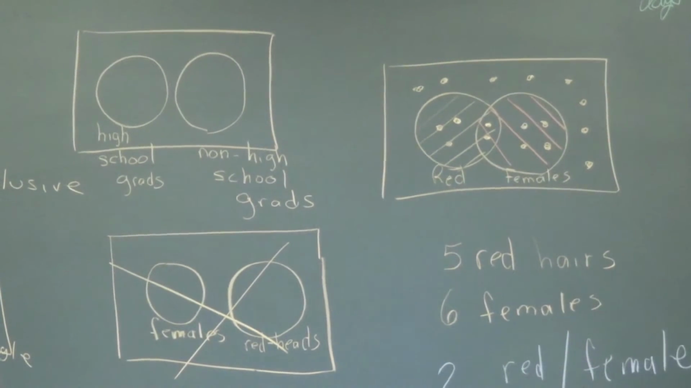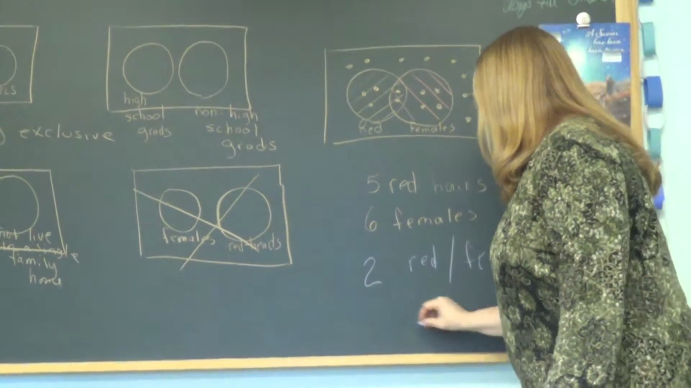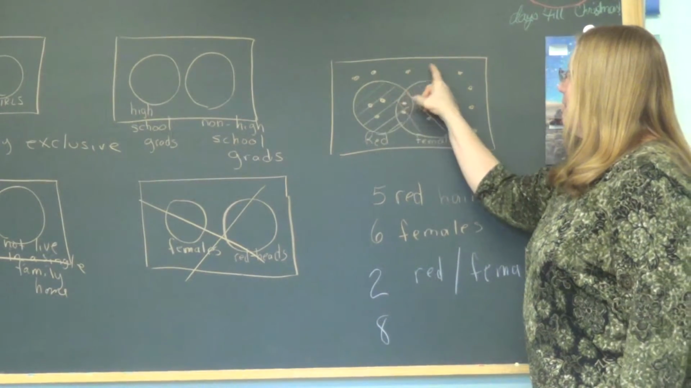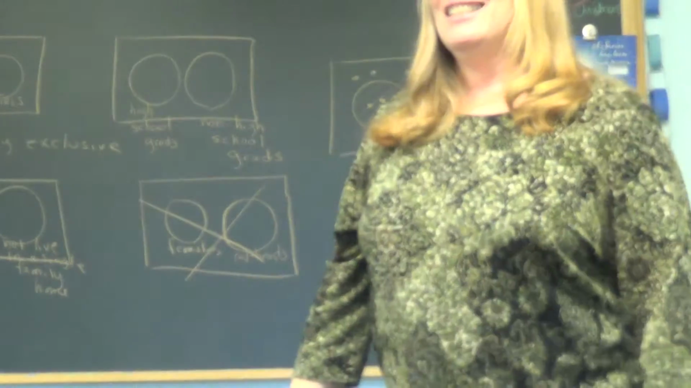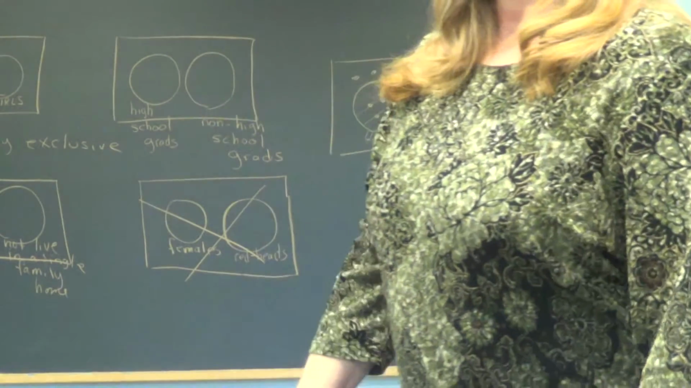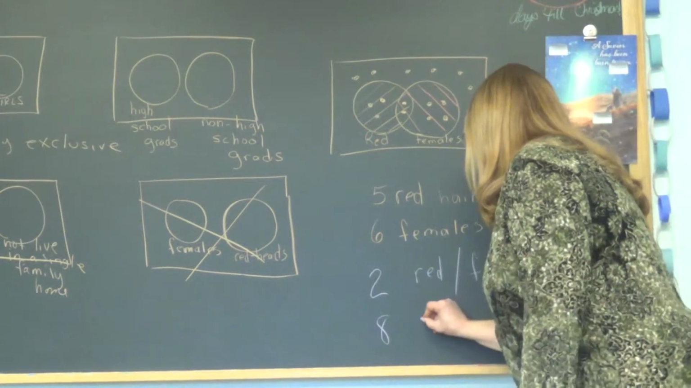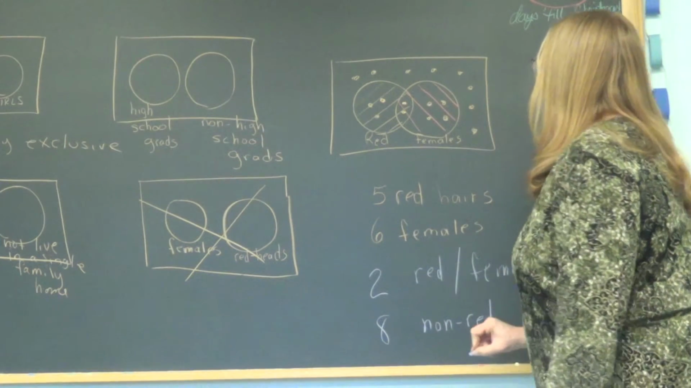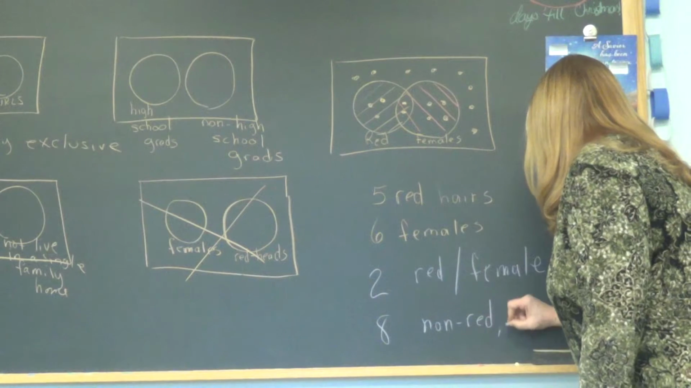Alright, now let's look at the outside. I see there are 8 here, but what are they? Can you describe, Elena, the characteristics of the 8 floating around out here? They're unrelated people. Unimportant. They're not female and they don't have red hair. Right, non-red males. Non-red-headed males.